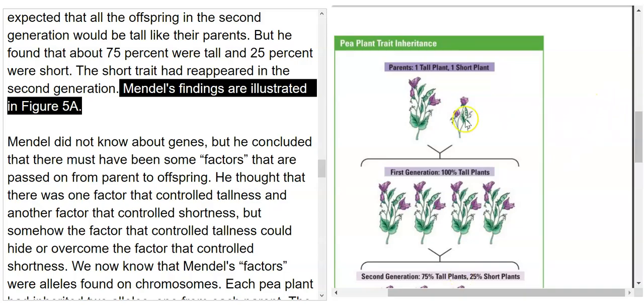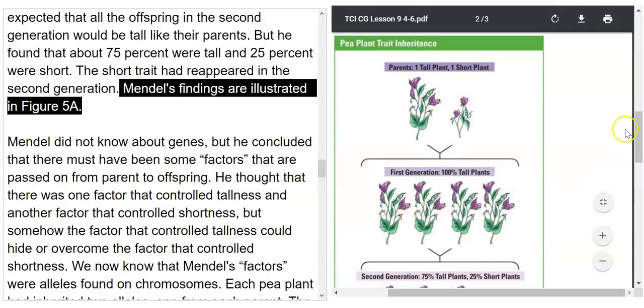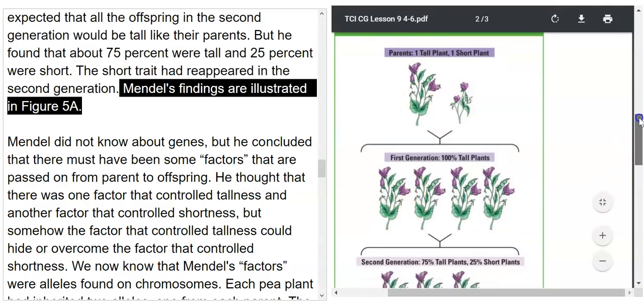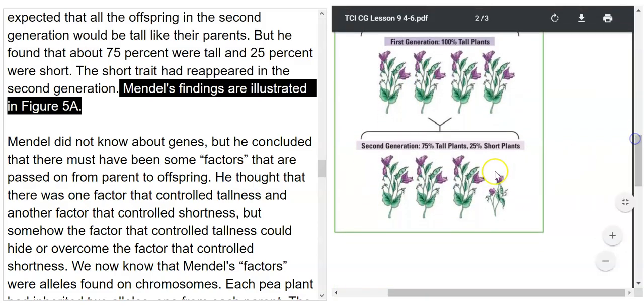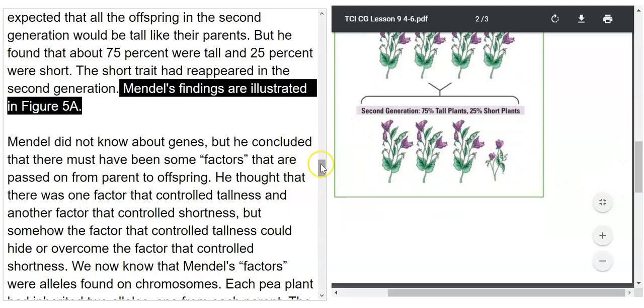So here we go. When we went tall to short, we got all tall. Those have some other alleles, and then when we bred these together, we got two tall, but we also got a tall and a short. Interesting.